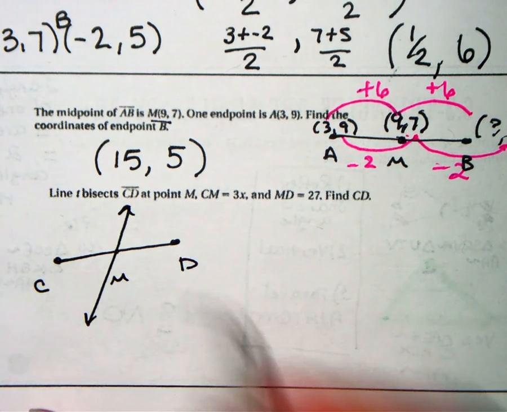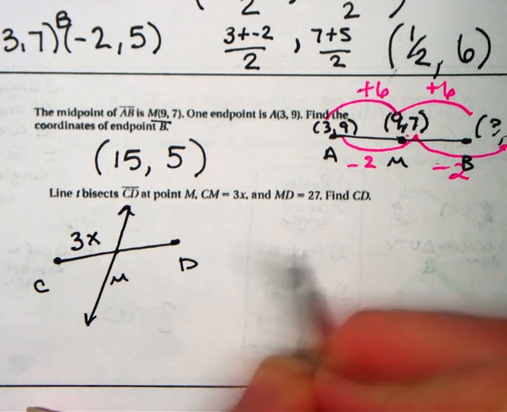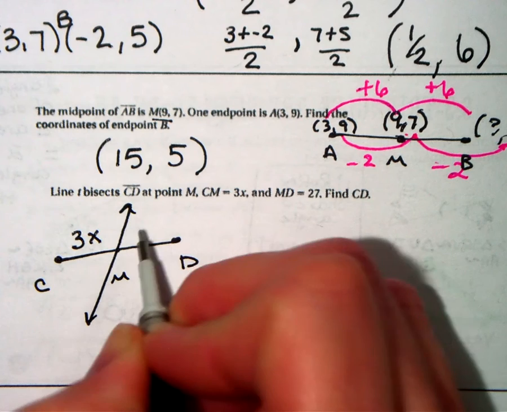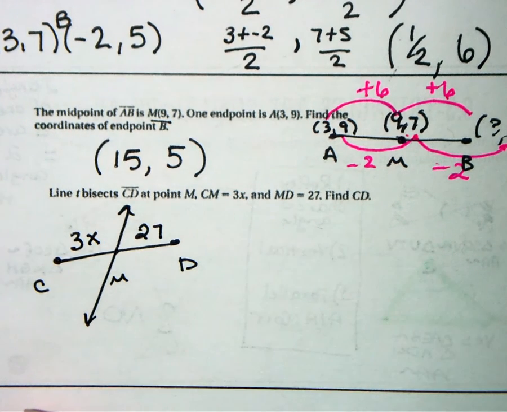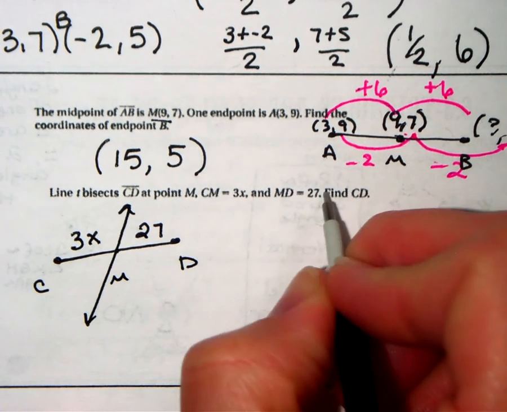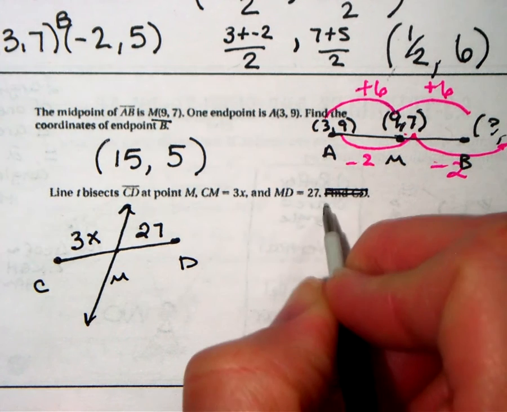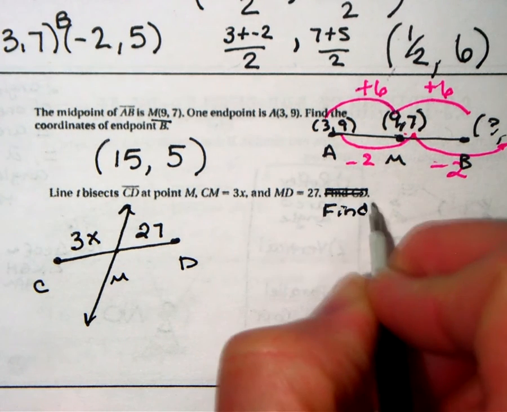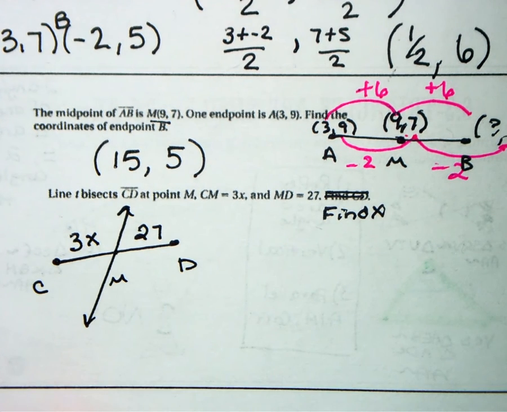It says CM is 3x and MD is 27. Okay, and what we're going to do is find x. Can you tell what it is already?